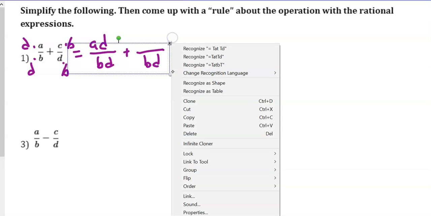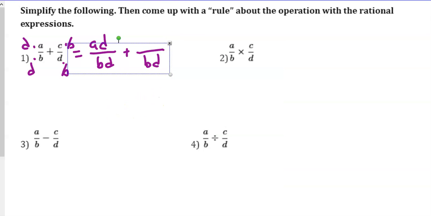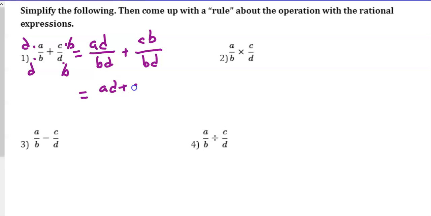Not sure why this is here. Let me try to get rid of that. Okay, so C times B is going to give me CB. B times D gives me BD. Doesn't matter if I write BD or DB, it's the same thing. Like denominator, so now I can add my numerators. Well, I can't actually physically add those. Those are not like terms. So my answer is AD plus CB over BD.